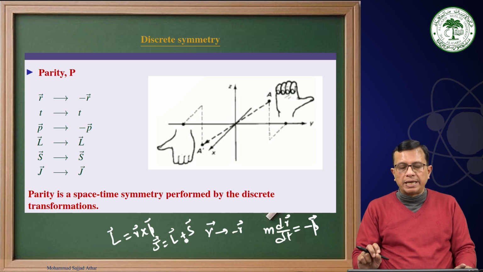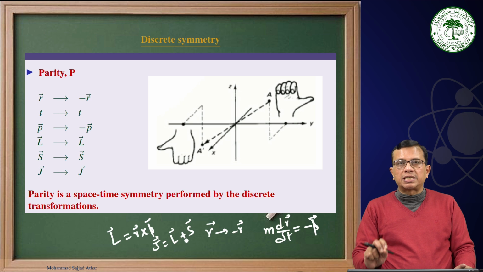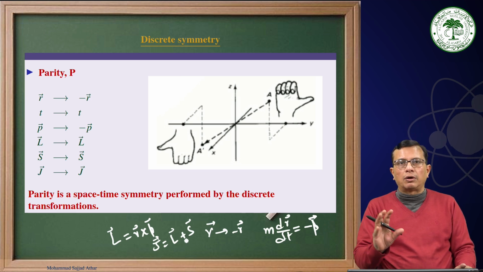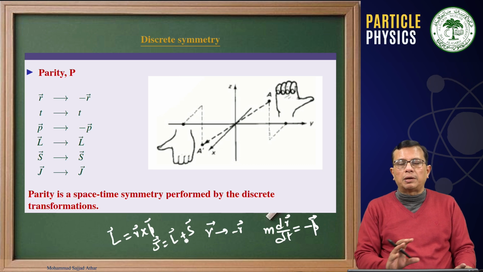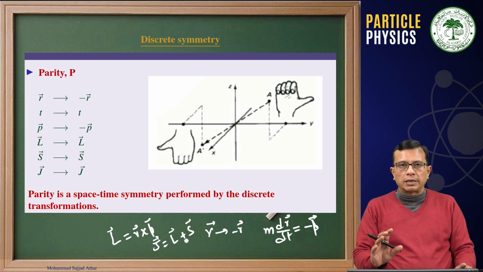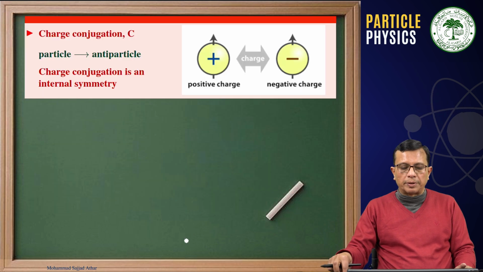And parity is a space-time symmetry performed by discrete transformations, while the continuous transformations we discussed yesterday were an infinitesimal summation of the transformation. You sum the infinitesimal transformations in the case of continuous symmetry, while here in the case of discrete symmetry, you have the discrete transformations.